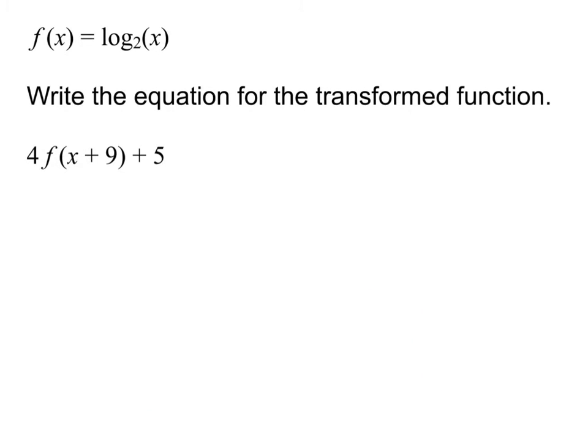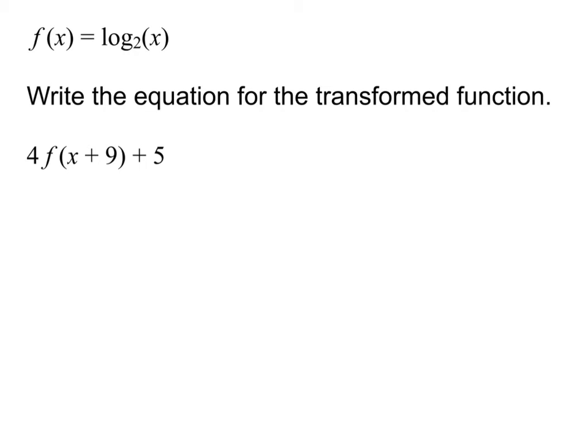We can apply the same method to this problem here. This time, though, we're starting with a logarithm equation. What's that change? Nothing really, except for a few details about what we write. Otherwise, writing the transformations as they are described here is going to work pretty much the same way.